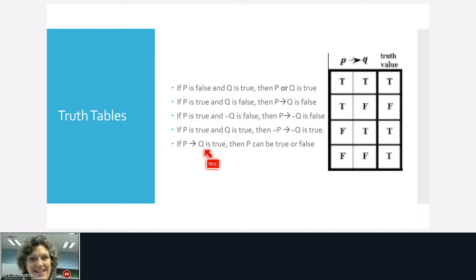If P then Q is true, then P can be true or false. We don't know what the value of P is simply because it's in a conditional statement.